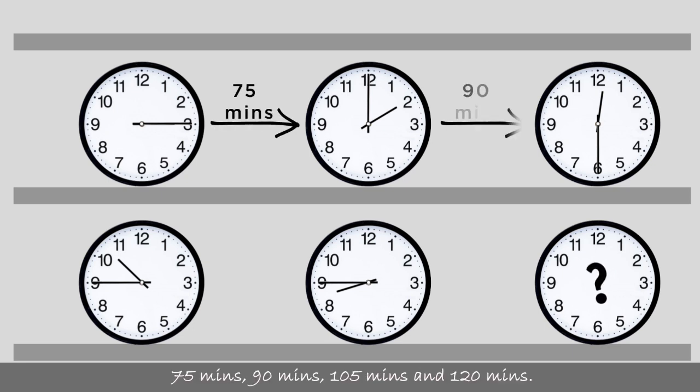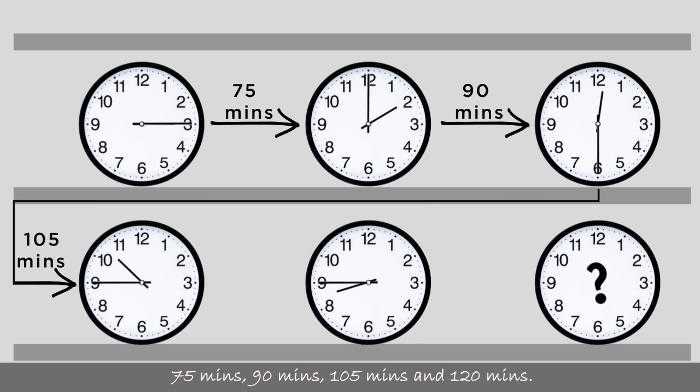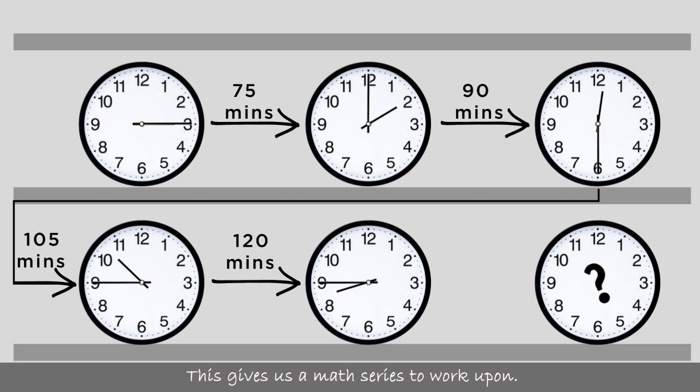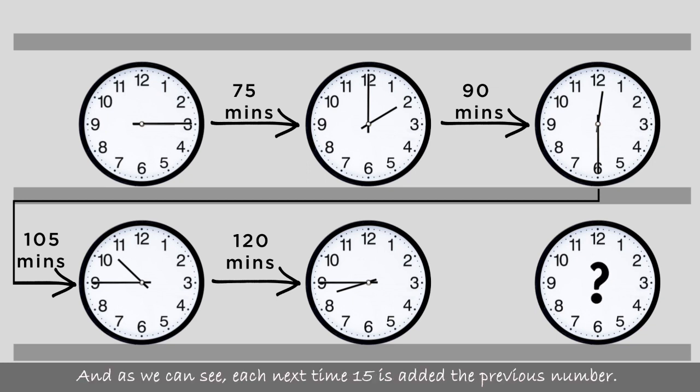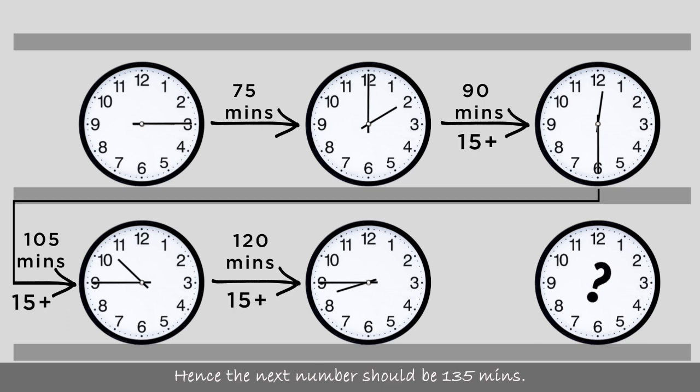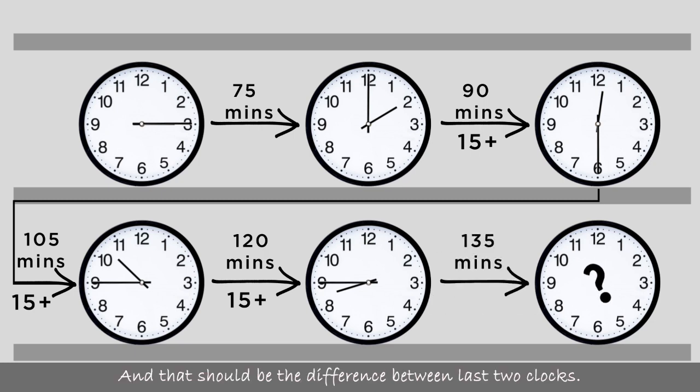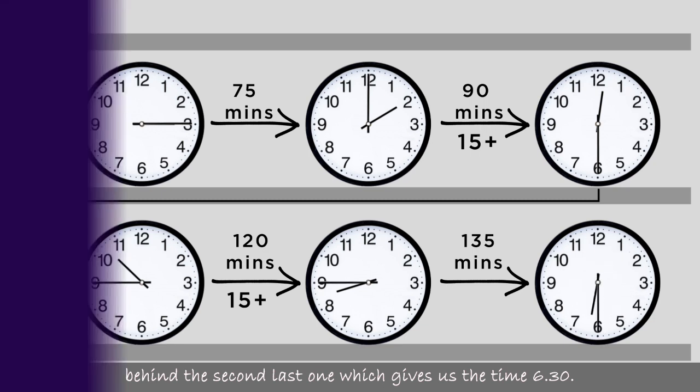75 minutes, 90 minutes, 105 minutes, and 120 minutes. This gives us a math series to work upon. And as we can see, each next time 15 is added to the previous number. Hence, the next number should be 135 minutes. And that should be the difference between the last two clocks. So the last clock should be 135 minutes behind the second last one, which gives us the time 6:30.